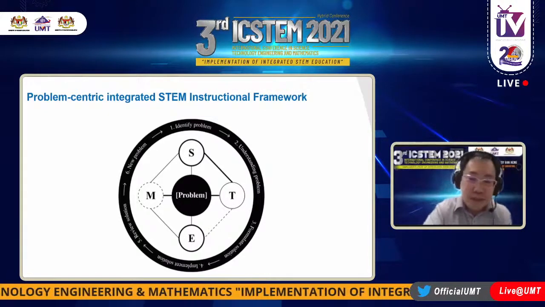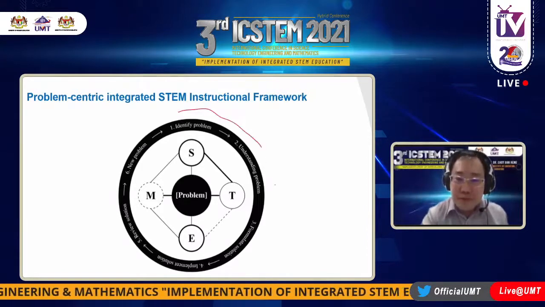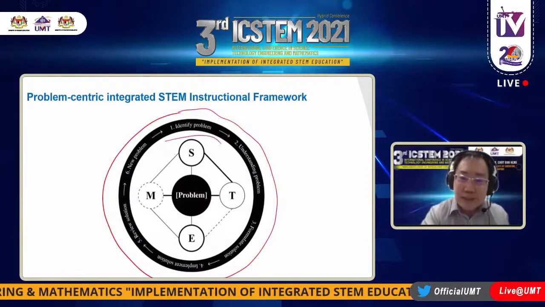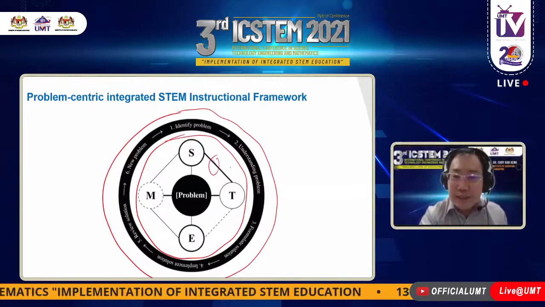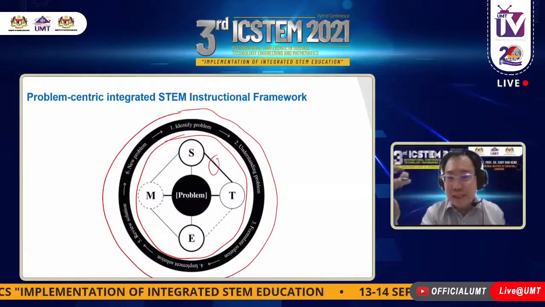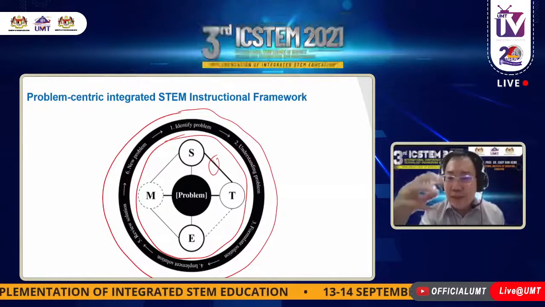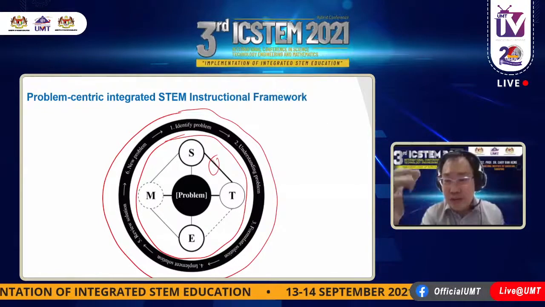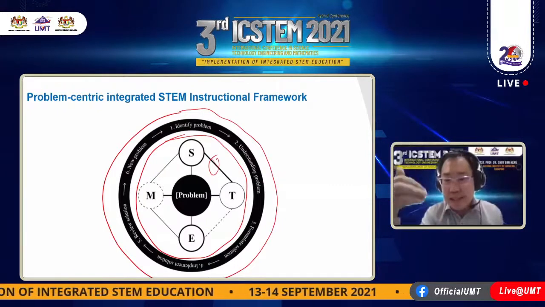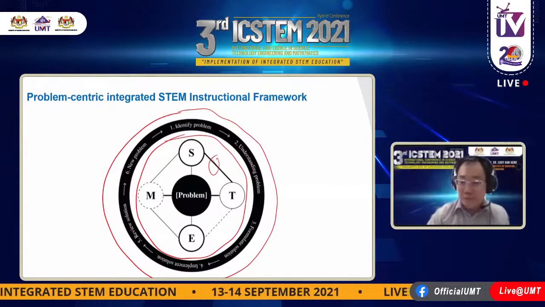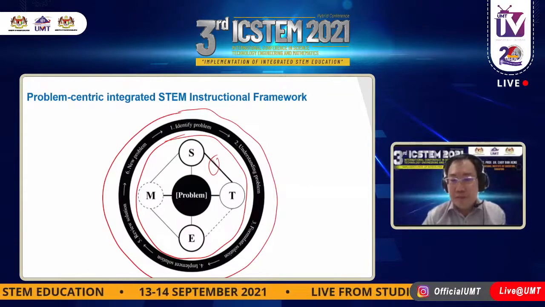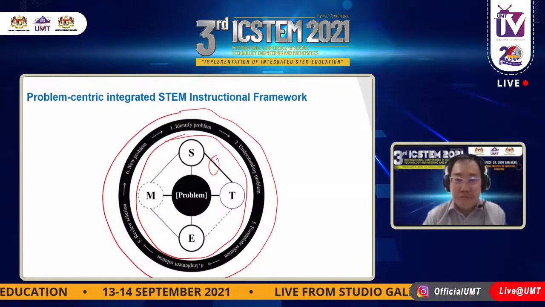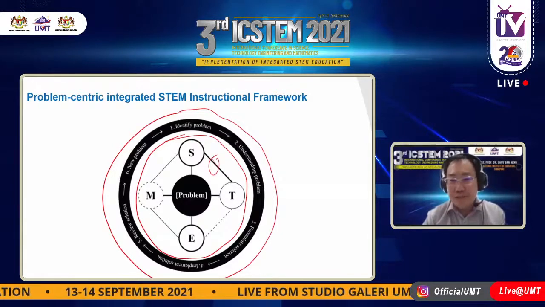What we are trying to do in this framework is to frame the problem-solving process. If you look at the outer ring, that's the problem-solving process, and the lines indicate the level of connections. By using this framework, we can get teachers to start thinking about the connections between the S, T, E and M, as well as the problem itself. But the problem-centric approach is often difficult for many teachers because it's very open.